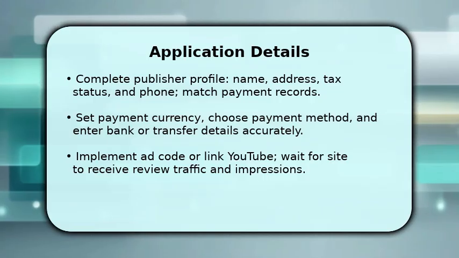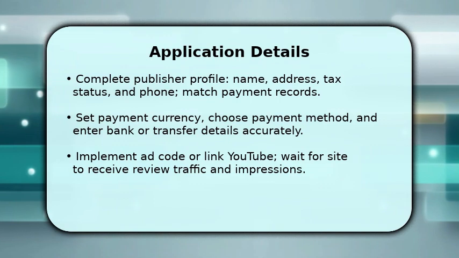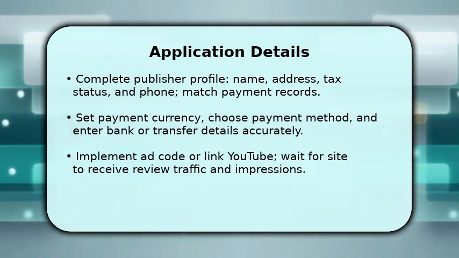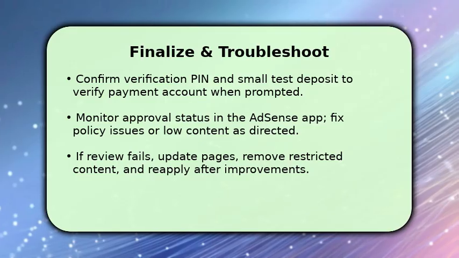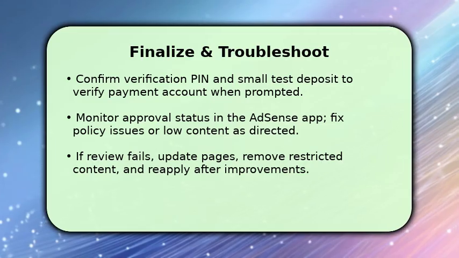Next, implement the AdSense ad code snippet into your mobile site template or confirm that YouTube linking is active. Once implemented, generate some organic traffic and impressions. Reviewers look for real user activity before granting full approval. You finish by verifying identity and payments. Enter the mailed PIN and confirm the small test deposit if requested.